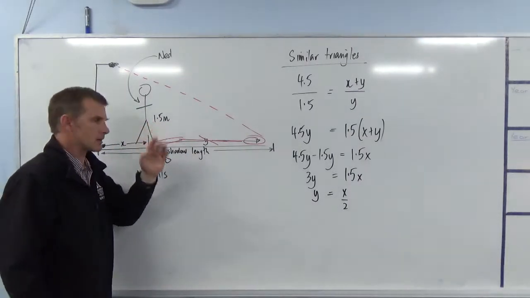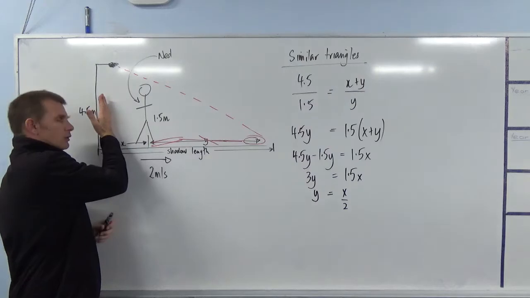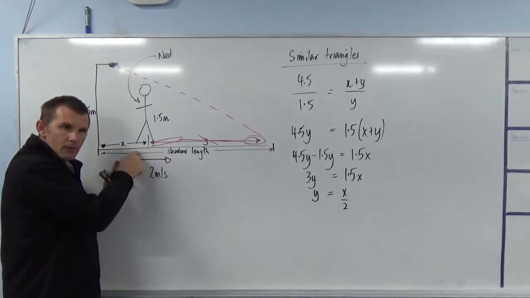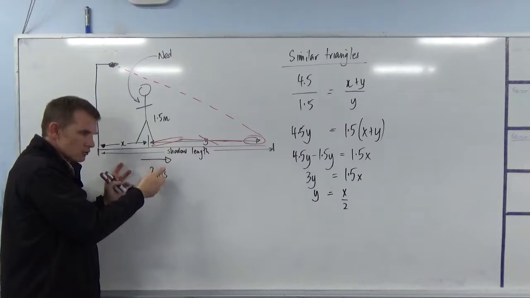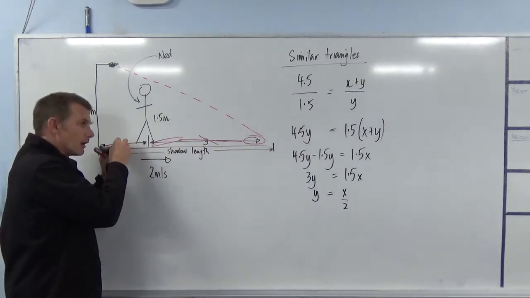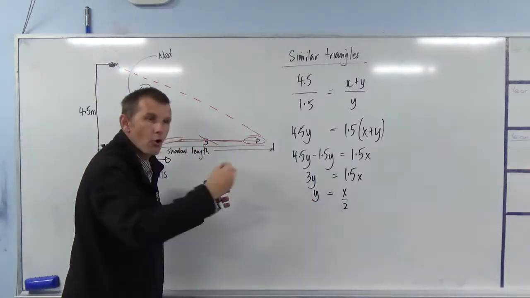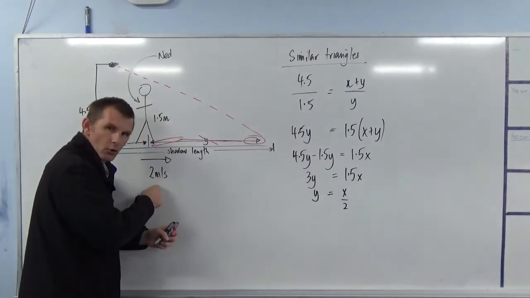Think about this in practice. When you're standing very close to the lamppost, your shadow length is very small. Now if you walk at a constant pace, 2 meters per second, the length of your shadow increases quicker than the pace that you're walking at.